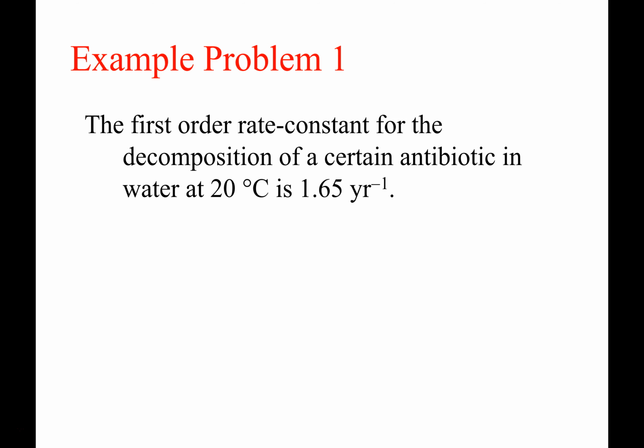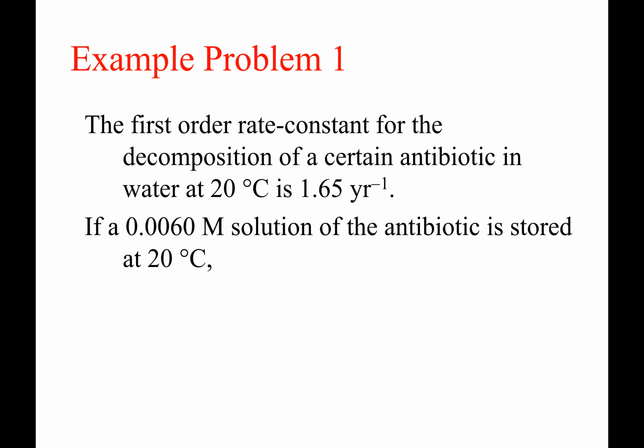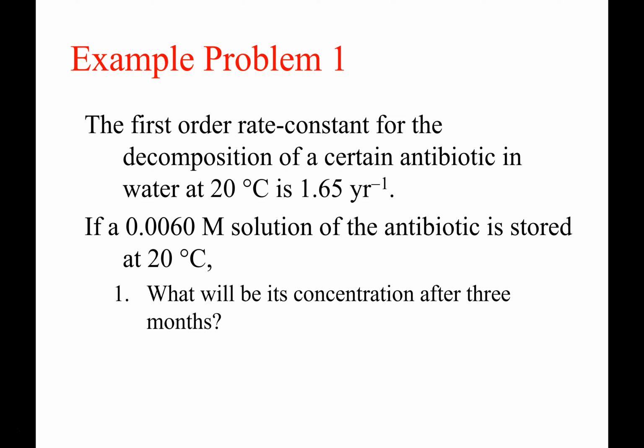Okay, it gives us the rate constant. We good with that? 1.65 per year, that's K. Okay, what else are we given? It says if an initial concentration of antibiotic, 0.0060 molar, is stored at 20 degrees Celsius, so this is my A0. This is my A0, this is my K.